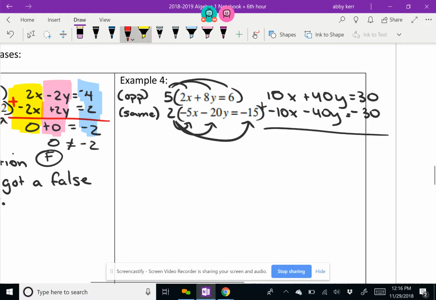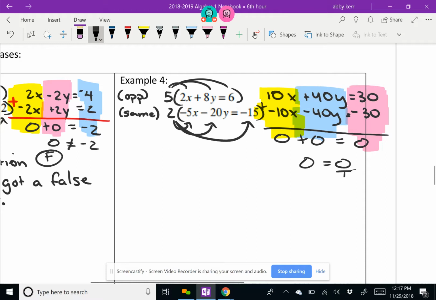Now the third step says we're going to add. Once again, our 10x and our negative 10x cancel out to become 0. The 40y plus negative 40y cancels out to become 0. The 30 plus negative 30 cancels out to become 0. So 0 equals 0. That's a true statement. Since we got a true statement, look on your flow map from the previous page, which says if you get a true statement, it's infinitely many solutions.